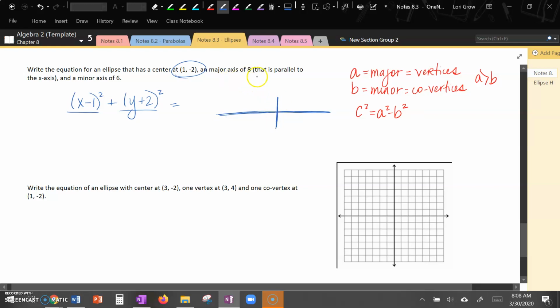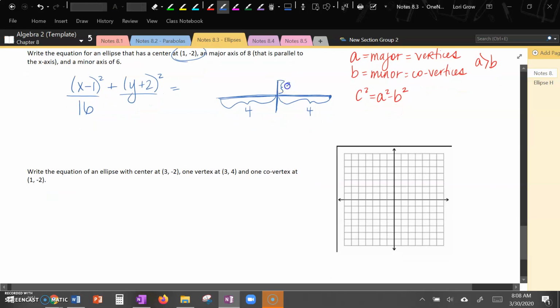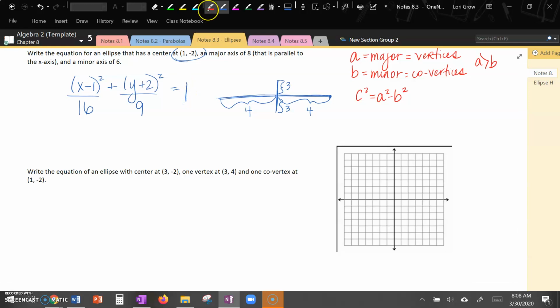So if the major axis is 8, that means the distance from the center to the vertex is going to be 4 on each side. And so I know that 4 is going to go underneath the x's, but I'm not going to write 4. I'm going to write 4 squared, which is 16. Then the minor axis has a length of 6, so this distance is going to be 3. This distance will also be 3, and I know that I'll write 3 squared underneath the y's, or the vertical direction. And then we always plop a 1 over here, and this problem is finished. That's the equation that they're asking for.